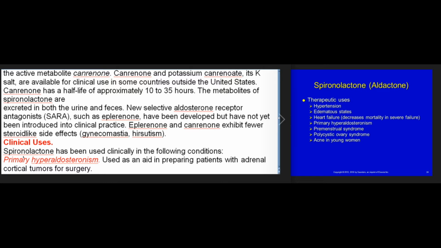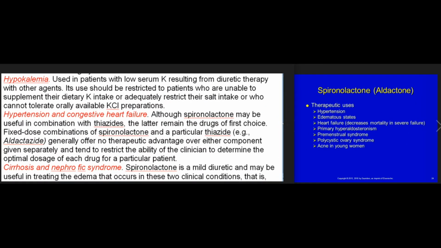Clinical uses. Spironolactone has been used clinically in the following conditions: primary hyperaldosteronism. Used as an aid in preparing patients with adrenal cortical tumors for surgery. Hypokalemia. Used in patients with low serum K resulting from diuretic therapy with other agents. Its use should be restricted to patients who are unable to supplement their dietary K intake or adequately restrict their salt intake, or who cannot tolerate orally available KCl preparations. Hypertension and congestive heart failure.